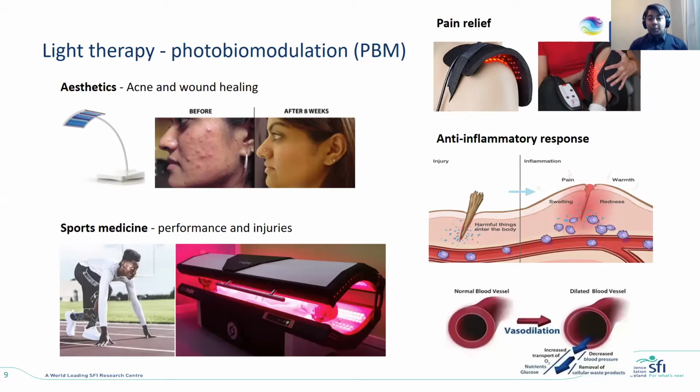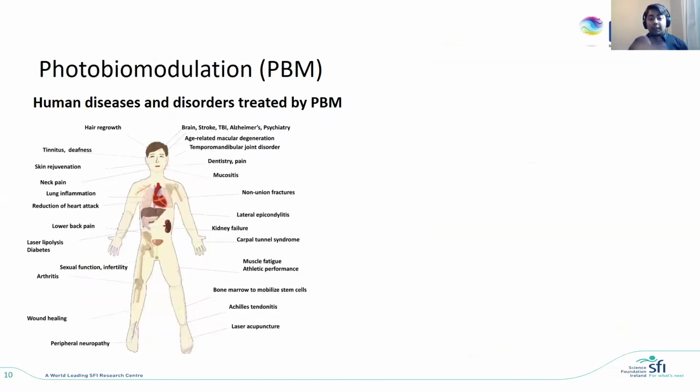It is also possible to have pain relief and some treatments for anti-inflammatory response, open vasodilation. So photobiomodulation is used for a number of applications. This is the list map of where it is applied and which diseases and disorders are treated with photobiomodulation. In this case, these are the treatments where you want to have an effect that modulates the biological response in the area you illuminate.